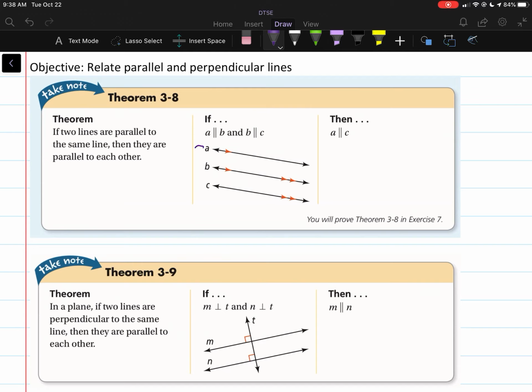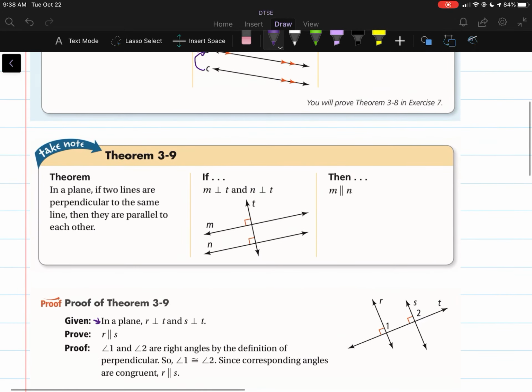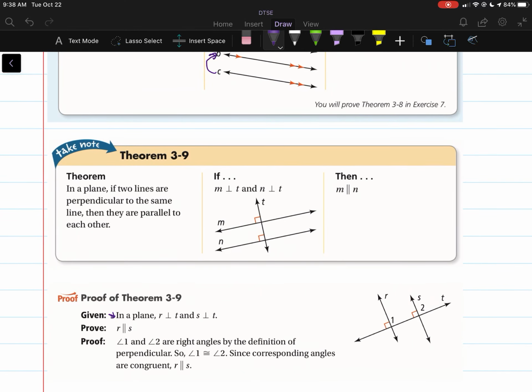So for example, A is parallel to B, and C is parallel to B, then that means that A and C are parallel as well. Pretty simple. Then use perpendicular lines. This one basically just states that if two lines are both perpendicular to the same line, then they are parallel lines. So in this case, M and N are both perpendicular to T, and because of that, M and N are parallel to one another.